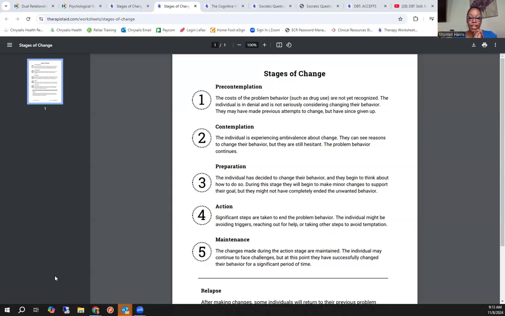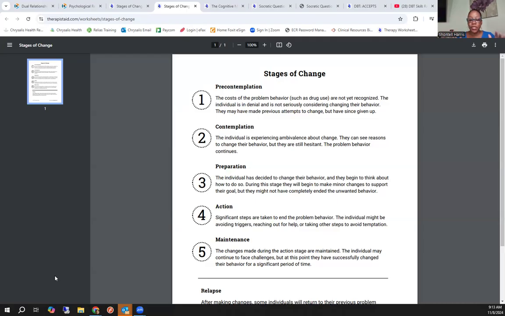So during the preparation phase, you start to make minor changes. You're making minor changes to support your goal, but you haven't completely ended the unwanted behavior. So if you're smoking weed, maybe you used to do it 5 times a week, maybe now 3 times a week. So you're cutting down, you're doing less, okay? So you're still doing it, but you're cutting down. So that's good. That's progress. Or maybe you still get angry and you might curse somebody out, but maybe not fighting no more. So it's calming down. Okay, so that's progress. That's preparation. You see, I'm trying to make these changes. It's hard though. The next stage is action.